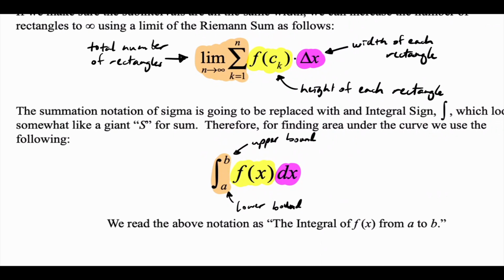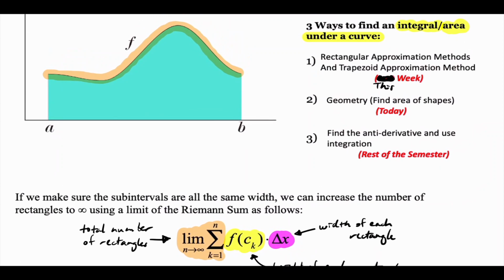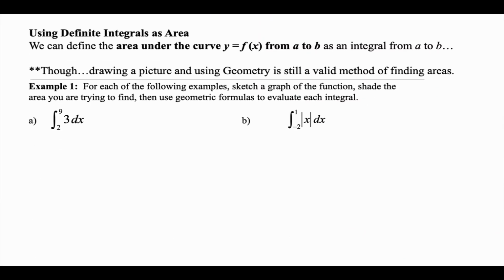So today we're going to use geometry. Geometry is shapes. We're going to start using shapes that we recognize to find area. And that's what we're going to do today. So we're not going to do a lot of calculating. We're not going to do any antiderivatives today. We'll do that next week.